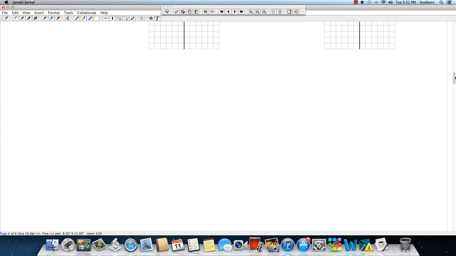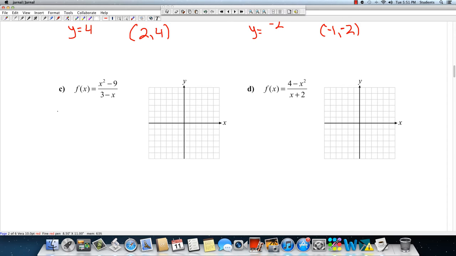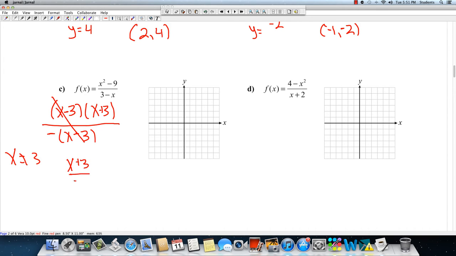Okay. Question C. Again, we have a difference of squares on the top. But when we look at the bottom, we see that we're going to have to take out a negative 1 from that term. So we are left with x minus 3. You can cancel out those terms. See that x cannot equal positive 3. And we are left with x plus 3 over negative 1, or negative x minus 3.